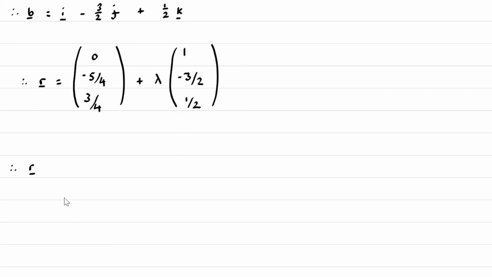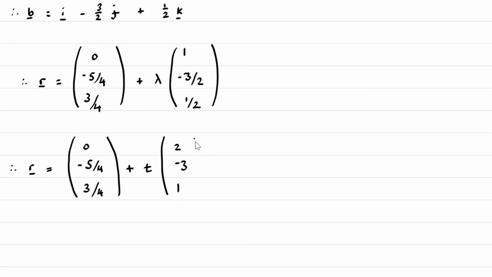Because those will be parallel, that's not going to make much difference to our final answer. So we're going to have r equals (0, minus 5 over 4, 3 over 4) plus t, some new parameter because we're multiplying through by 2, and we're going to have (2, minus 3, 1). So you can have any equivalent vector.